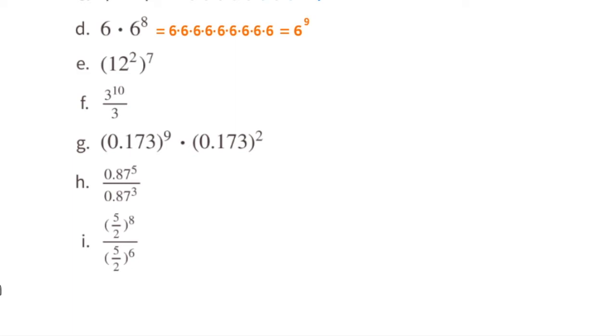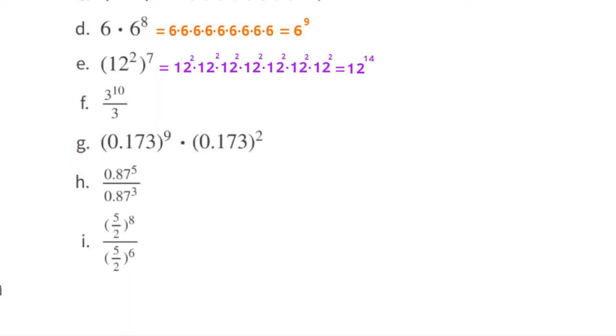E. 12 to the power of 2, all to the power of 7. That would be 12 to the power of 2 times itself 7 different times. Since we have the exponent on the outside of the parentheses, we're going to multiply these exponents. 2 times 7 equals 14. So that would be a total of 12 to the power of 14.